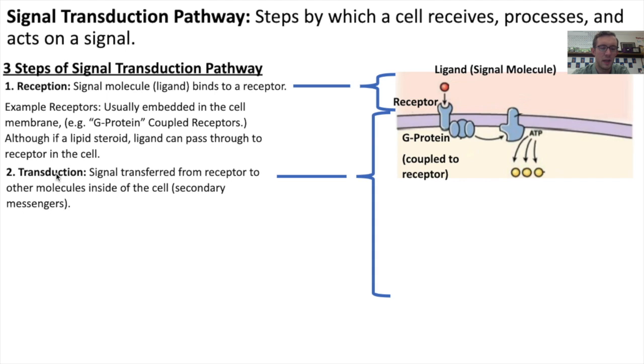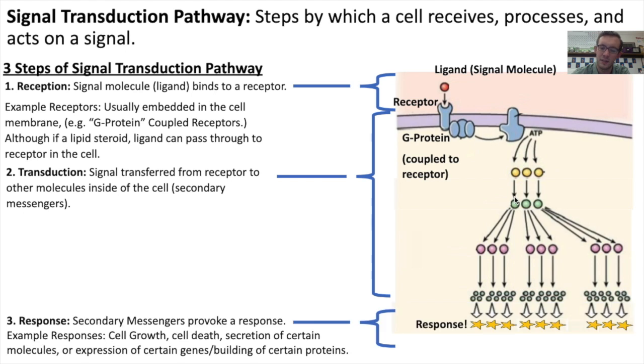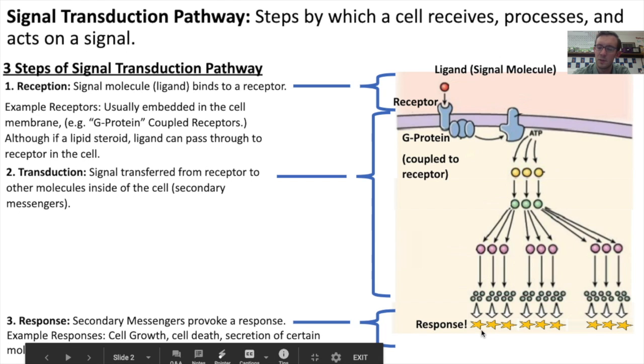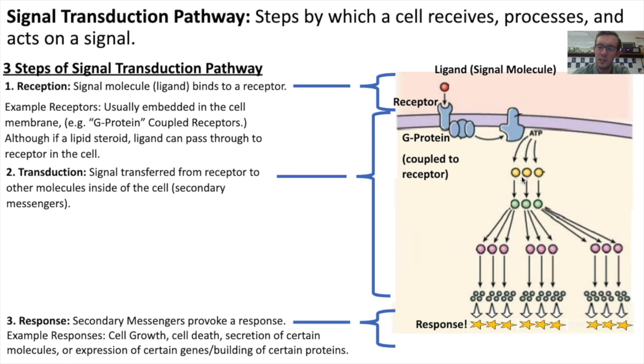A process called transduction occurs, in which the signal is transferred from the receptor to other molecules inside of the cell. We call these secondary messengers. So in this particular diagram, you can see that the signal then is passed along this relay from one molecule to the next, to the next, to the next, until eventually it triggers some sort of response within the cell. So these molecules within the signaling chain would be secondary messengers.